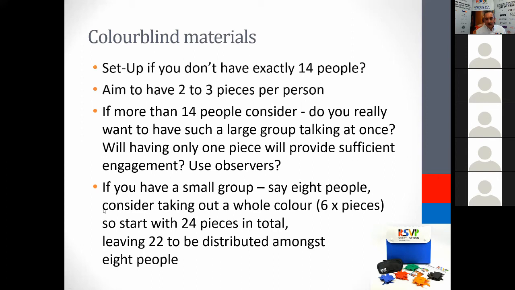I have generally gone down to as small as 6 people. If you get down to 4 people, I don't think it's much of a challenge. So somewhere between, I would say, 6 and 14 is the ideal group size for Colourblind.